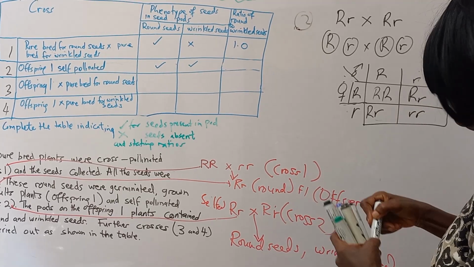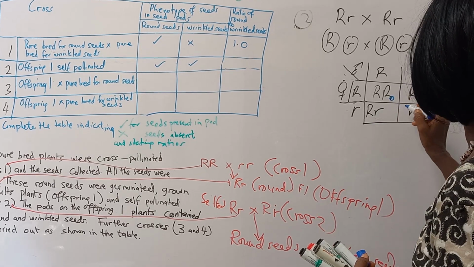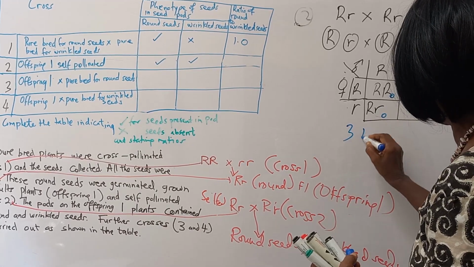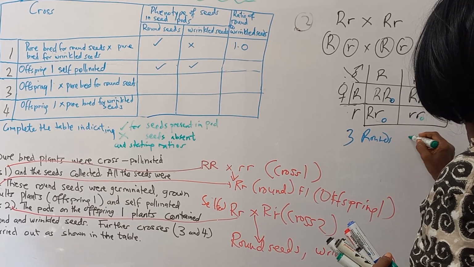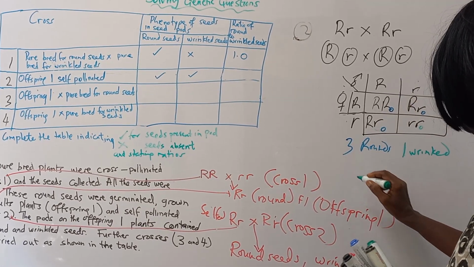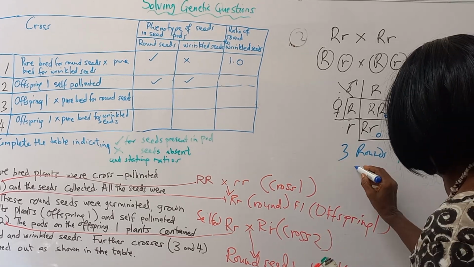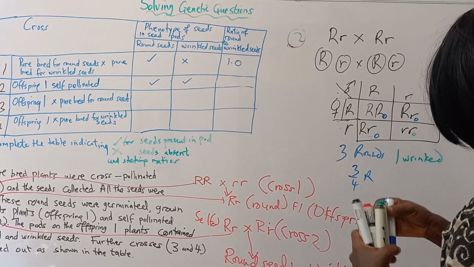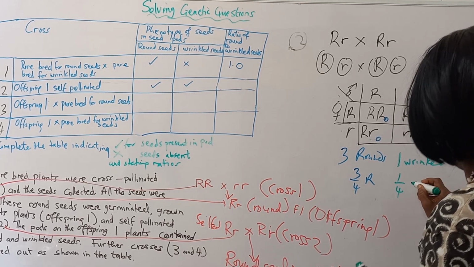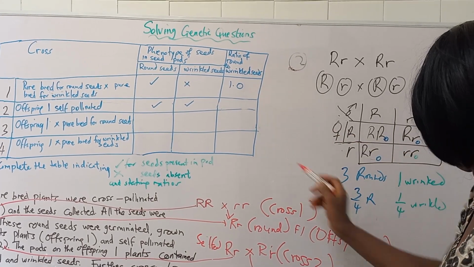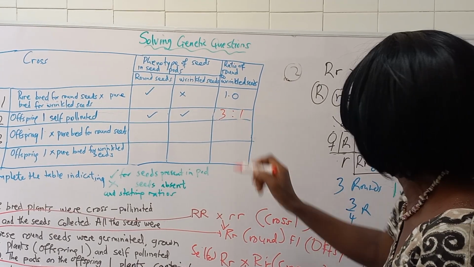So we have these individuals. This is round, this is round, this is round. So we have 3 rounds. This is wrinkled, 1 wrinkled. And there were 4 individuals. So we will have 3/4 rounds, and we will have 1/4 wrinkled. So the ratio of round to wrinkled is 3 round and 1 wrinkled.